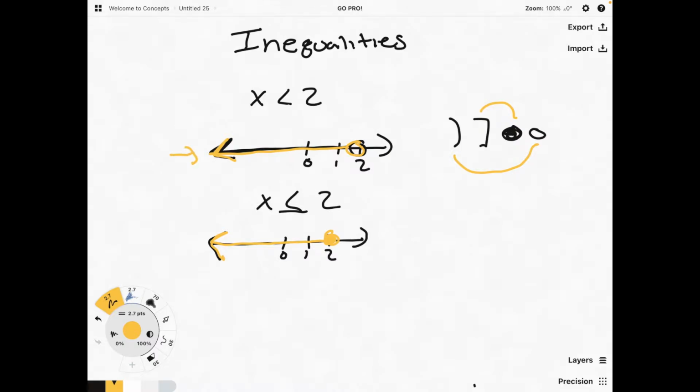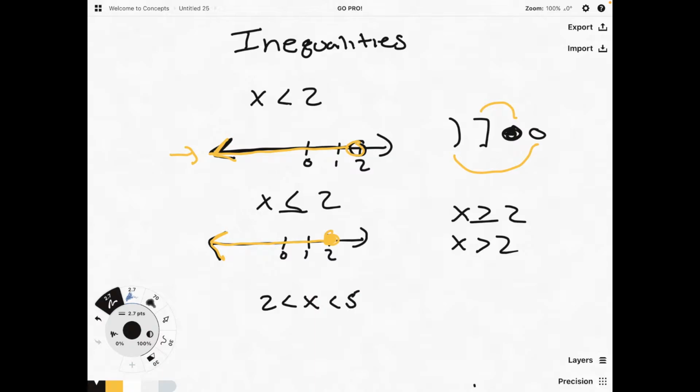Other examples of inequality, we can switch this around. We can have x is greater than or equal to 2, or x is greater than 2, which would just inverse these graphs. Another inequality statement we can see is 2 is less than x, which is less than 5.